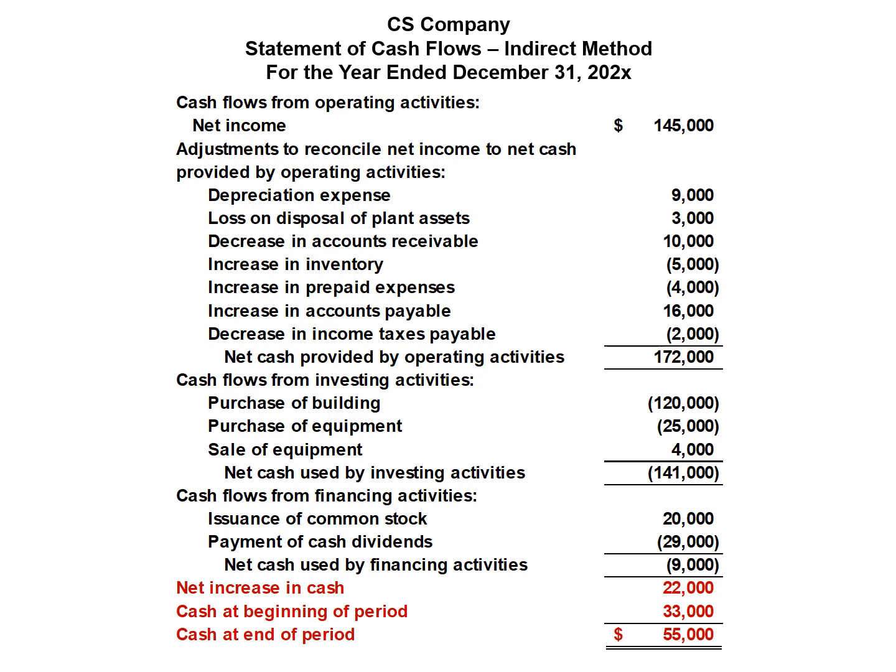Again, if you add the sum of the net cash provided by operating, investing, and financing, they will equal that net increase of $22,000. If you add that to the cash at the beginning of the period, you'll arrive at the cash at the end of the period.